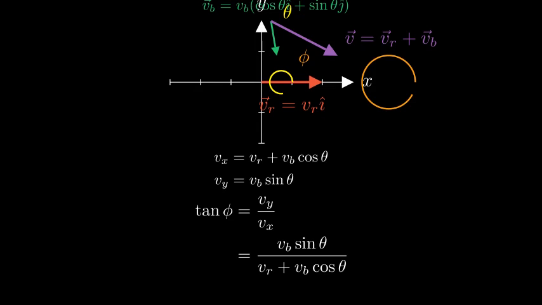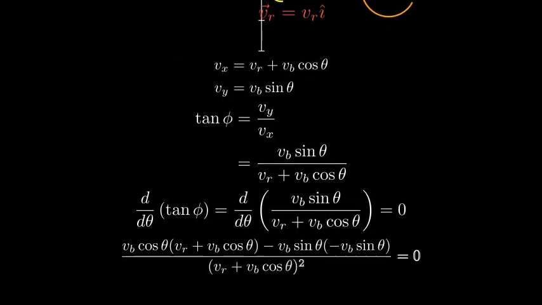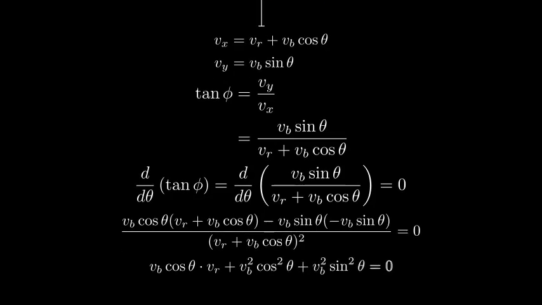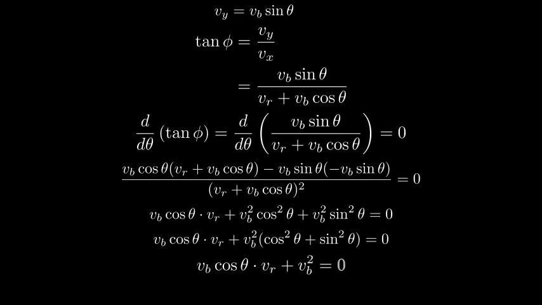To minimize drifting, we want to minimize the angle phi, which is equivalent to minimizing tan phi. To minimize tangent phi, we'll take the derivative with respect to theta and set it equal to 0. Using the quotient rule for derivatives, we get this expression. After some algebra and using the identity cosine squared plus sine squared equals 1, we can simplify to v sub r cosine theta plus v sub b equals 0.